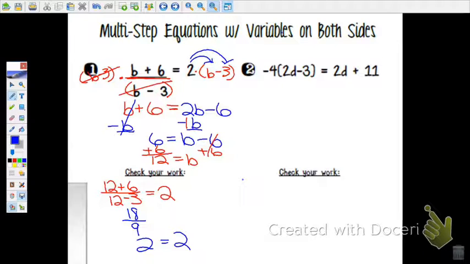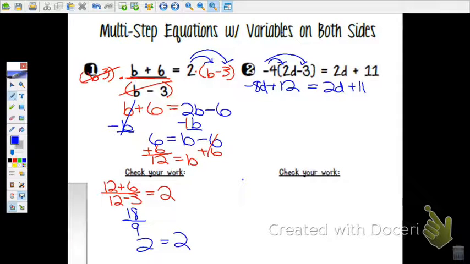Number 2, what's the first thing I'm going to do in problem number 2? I'm going to distribute that negative 4 into my parentheses. So a negative times a positive is negative. So I distributed my negative 4 to the 2D. I now need to distribute it to the negative 3. So negative times a negative makes it a positive 12. I'm just going to bring down the right side.